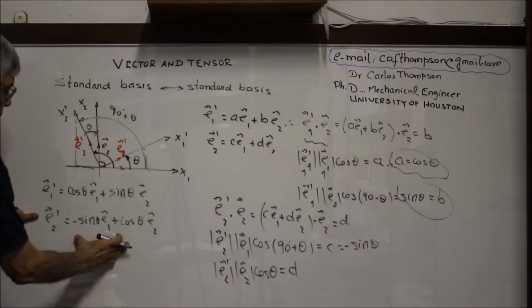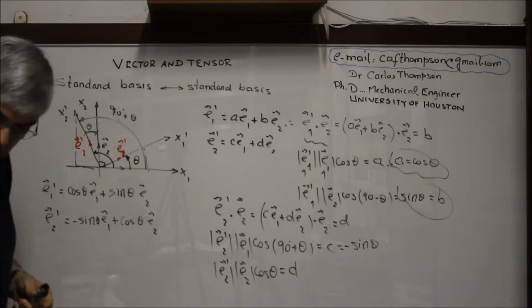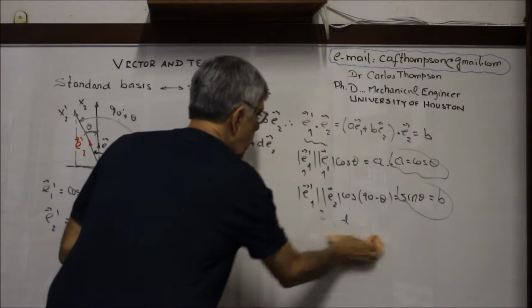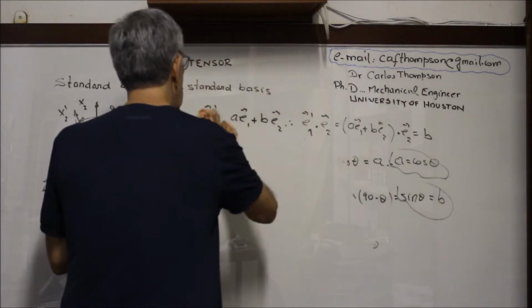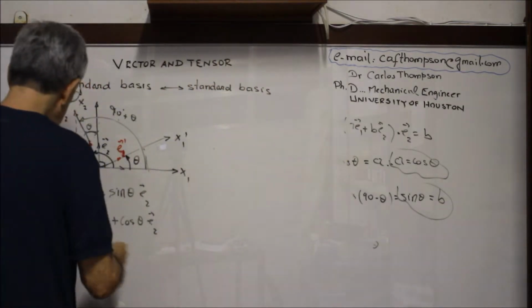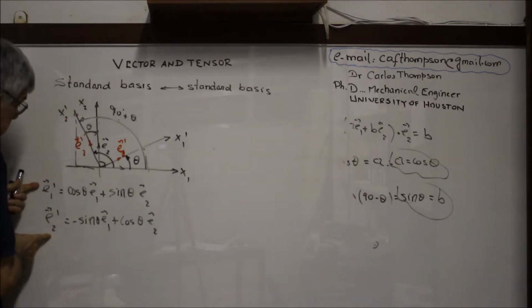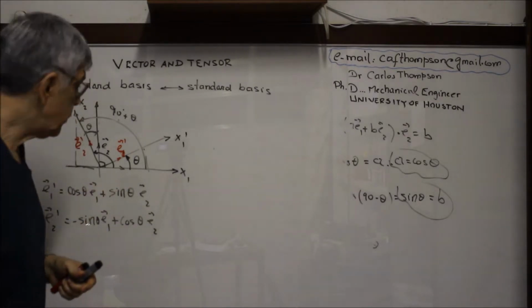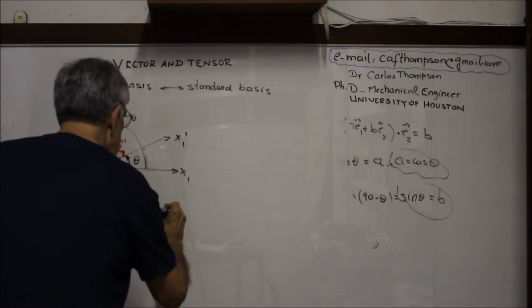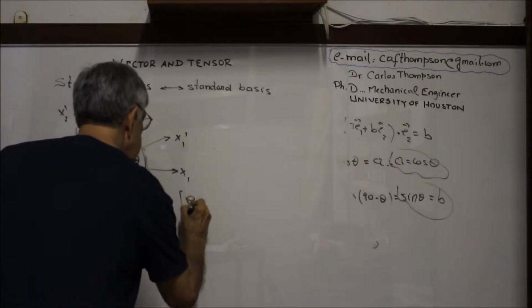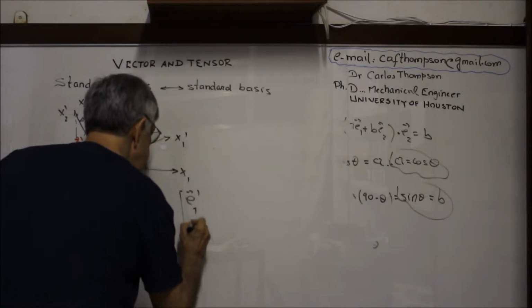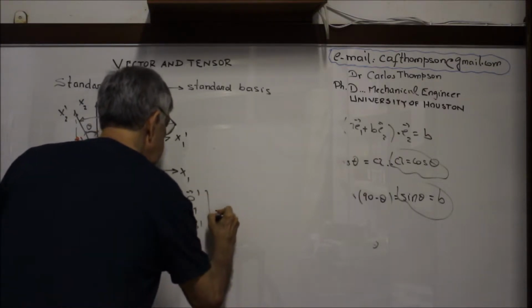Now we are ready to write the matrix, which transforms the standard base prime to the standard base without the prime. Let's put this. So this is E1 prime, this E2 prime is equal.